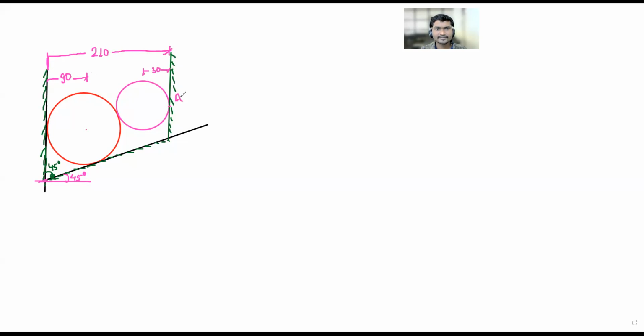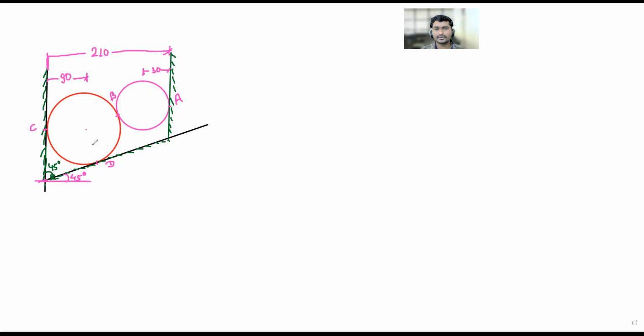This as A. Sequentially, we'll go for this one as B, this one as C, and lastly here as D. Okay, do complete the sketch with me. Then what is the next step now? We have to find out the support reactions at the contact points A, B, C and D.